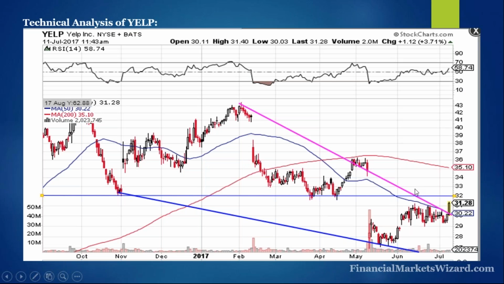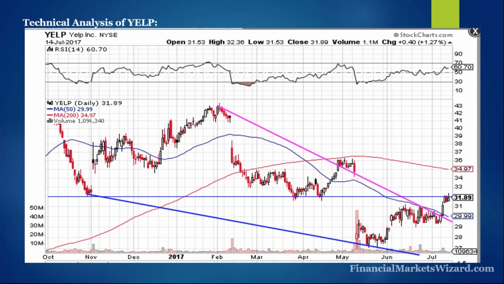Okay, next. I have many charts, so this presentation is long. So Yelp, we bought Yelp. Again, it's the same pattern. It broke this resistance, Yelp broke above the resistance. So we hold Yelp calls and we are in profit. I'm looking for the 32 break. Once it breaks 32, we'll see where it goes. It could go to 35. So I'm waiting for one or two days of up move in Yelp, and we will exit with profit.